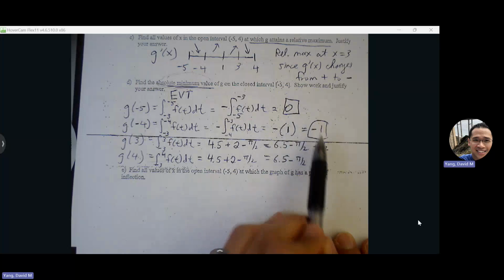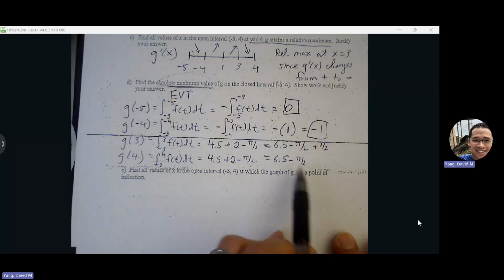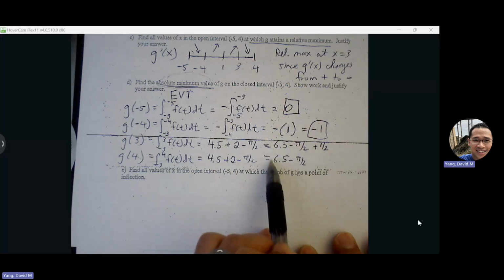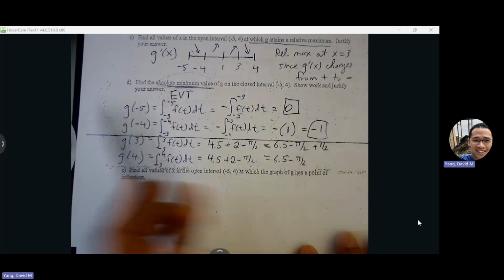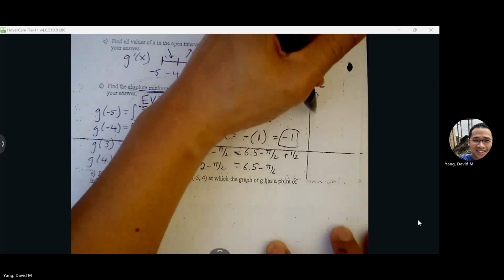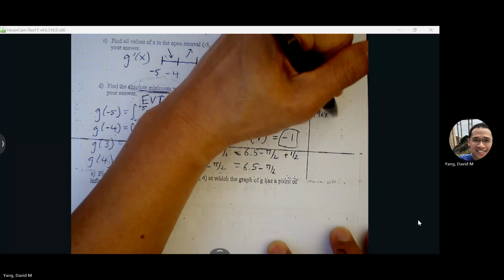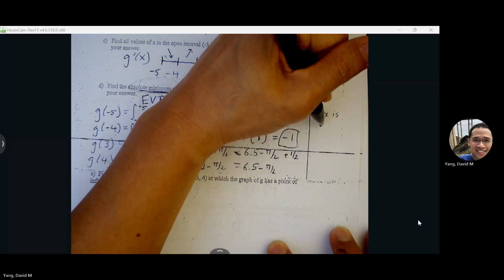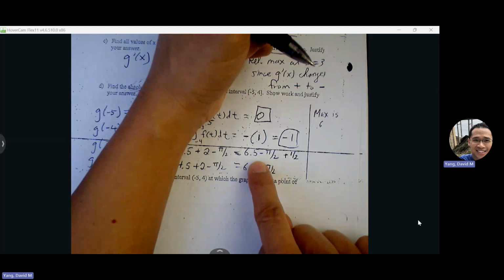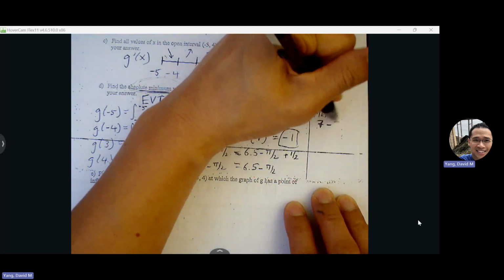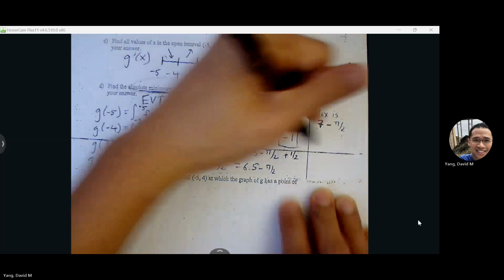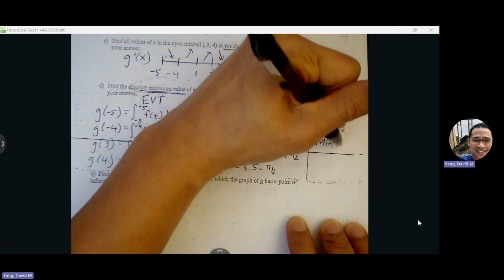So then we compare between all these values. What is our absolute max? Our absolute max is going to be that 6.5 minus pi over 2. For our absolute minimum, it's going to be this -1 here. Oh, sorry, 6.5 minus pi over 2. Sorry, this would be here, this one here, 7 minus pi over 2. And then the min is -1.